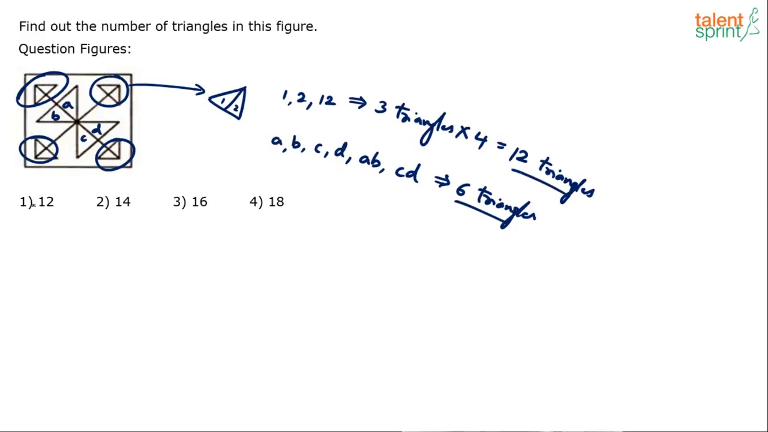12 plus 6, 18. And once you've got 18 as the answer, you don't have to worry about more triangles being there or not, because the answer definitely cannot be option 1, 2 or 3, right? 12, 14 and 16 are definitely the wrong answers. Answer has to be 18, option 4. Okay. So that's a sitter. Let me move on to the next question. I'm sure all of you got it right. 18 is the correct answer.